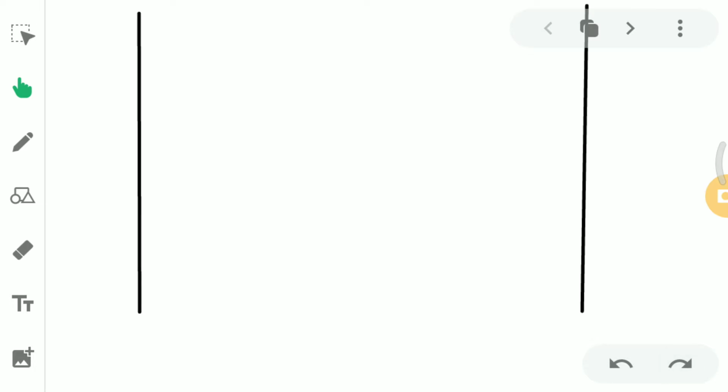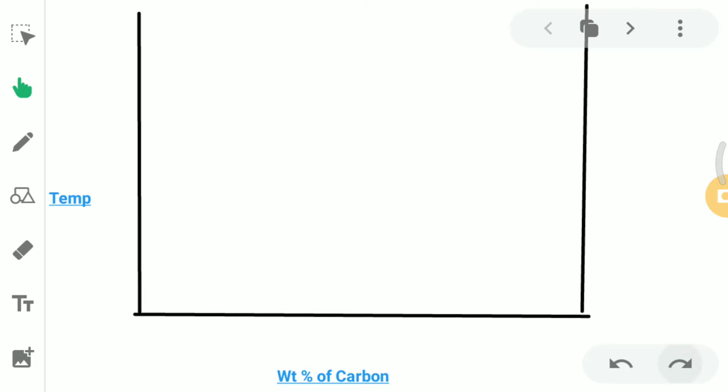Today we would like to discuss the iron and iron carbide diagram. First of all, we should know how to draw an iron carbide diagram. First, you need to draw two vertical lines. On the y-axis is temperature, and on the x-axis we have carbon content. You need to remember these temperatures and weight percentages of carbon.